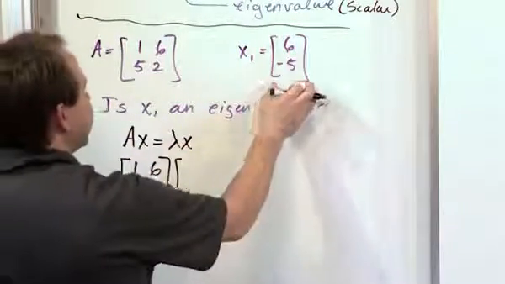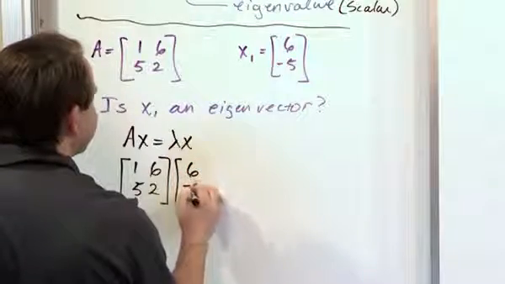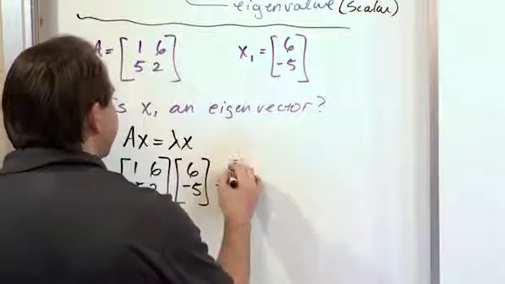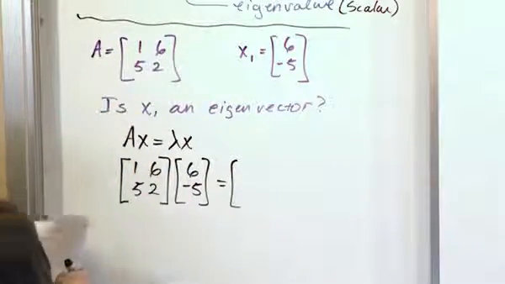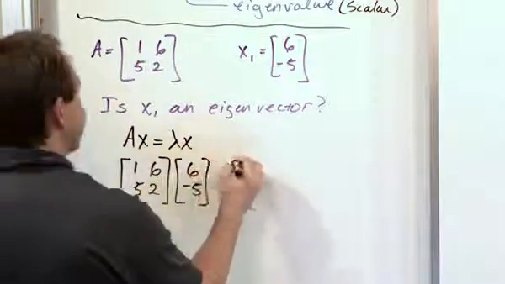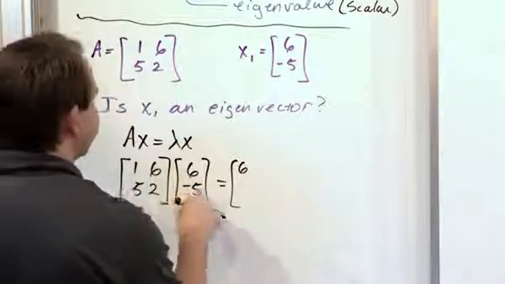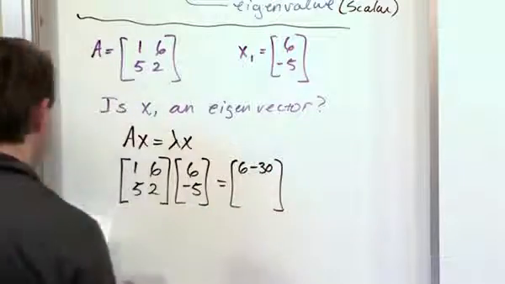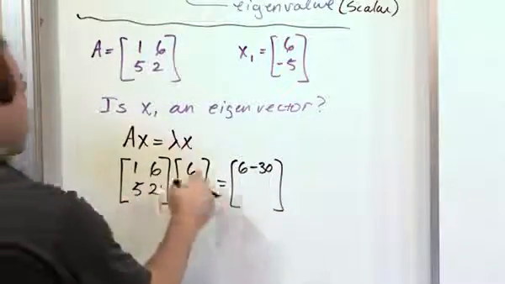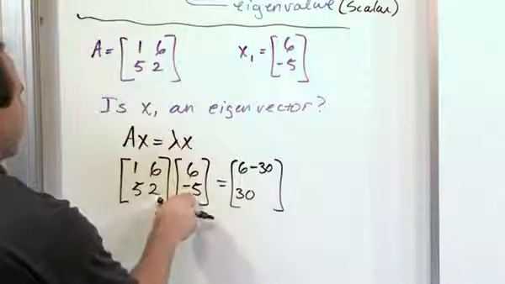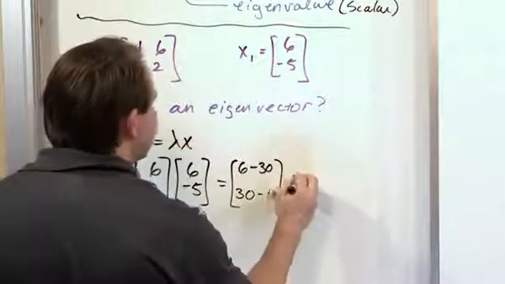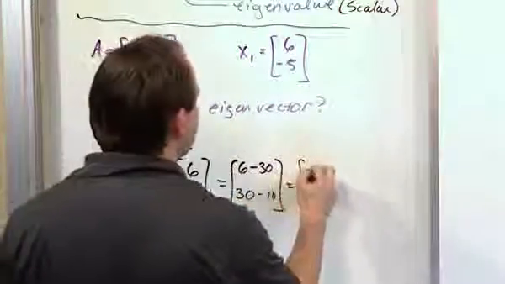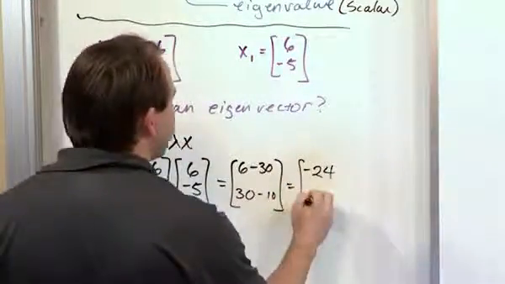And the test vector that we have, the potential eigenvector, is 6 and negative 5. Now we need to do some matrix arithmetic here, so we're going to go over and down. Okay? So 1 times 6 is 6. 6 times 5 is negative 30, since it's negative 5, so I have a negative 30 here. And then going over and down, 5 times 6 is 30, and 2 times negative 5 is negative 10. So when I plug in the potential eigenvector, I get negative 24. And on the bottom, I just get 20.